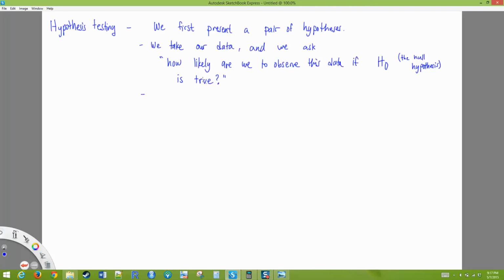Based on the answer that we get to this question, how likely are we to observe this data, we make a conclusion about H0, the null hypothesis.